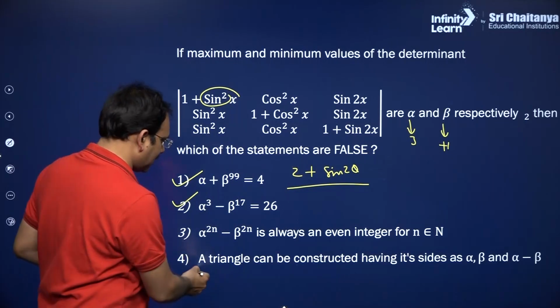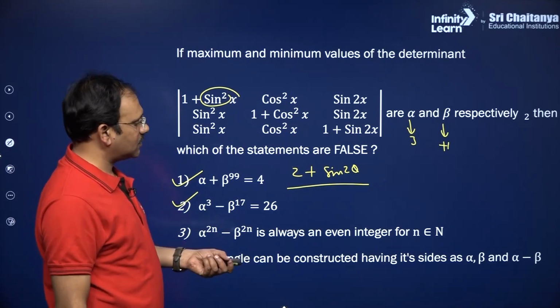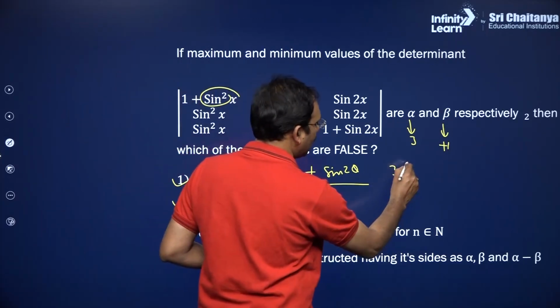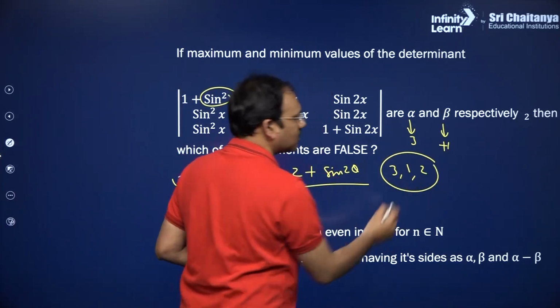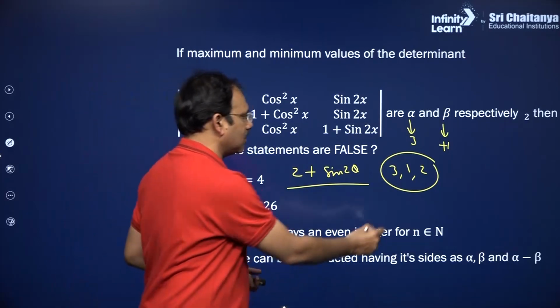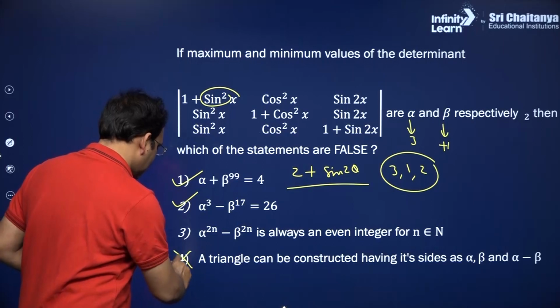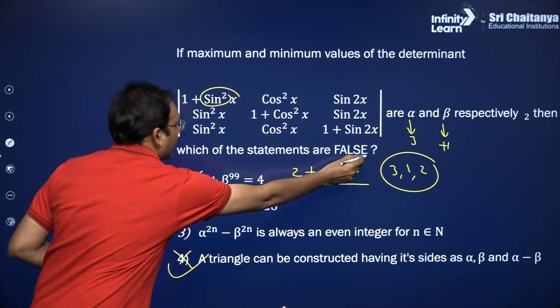This is also correct, but you see, a triangle can be constructed having its sides as alpha, beta, alpha minus beta. 3, 1, 2. With this measurement a triangle cannot be constructed because the sum of any two sides must be greater than the third side. So this fails, so this is the answer because he said false.